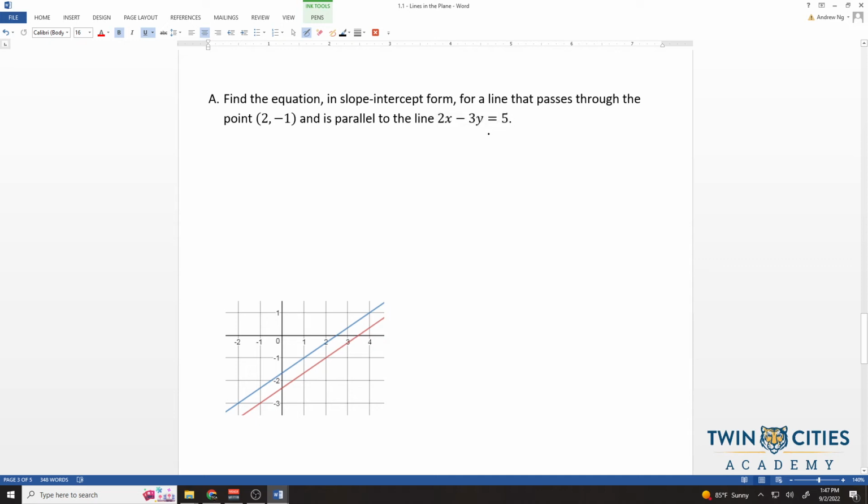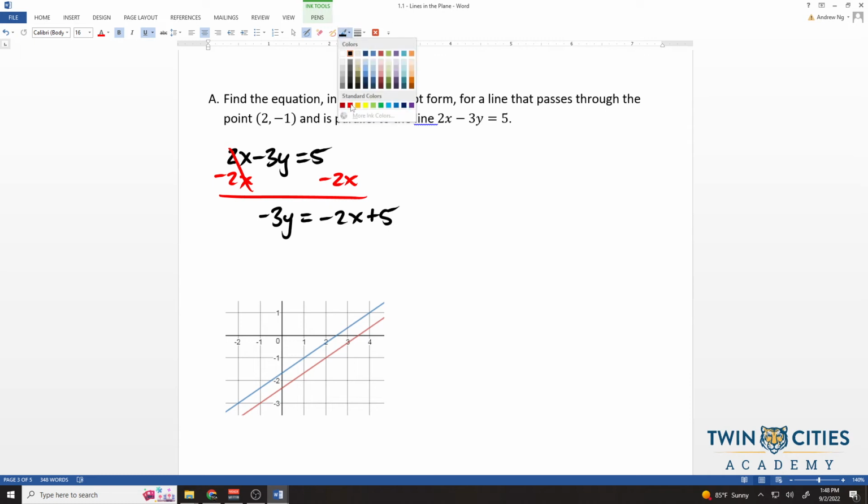Well, first, let's get this other equation in slope-intercept form. So 2x minus 3y equals 5. Let's write that over here. And let's solve for y. So subtract 2x from both sides. We'll get negative 3y is equal to negative 2x plus 5. And then we'll divide both sides by negative 3.